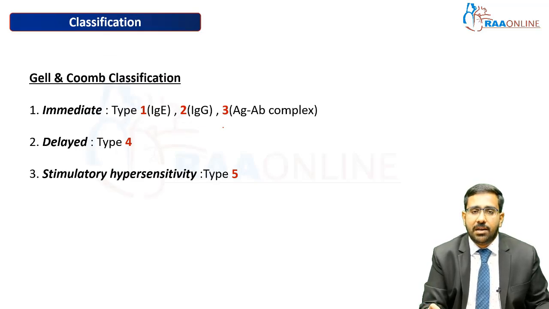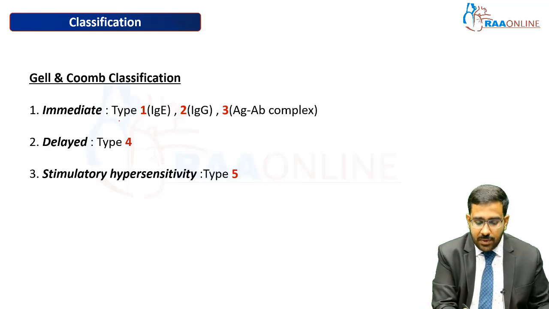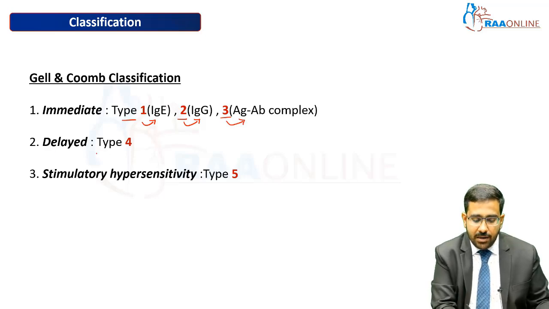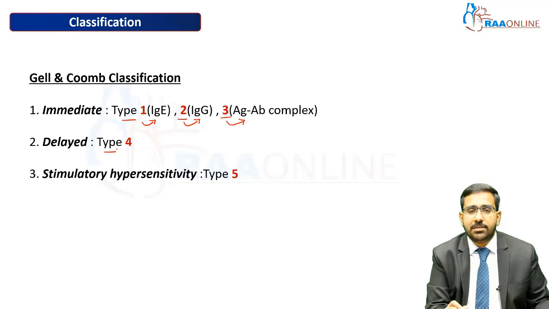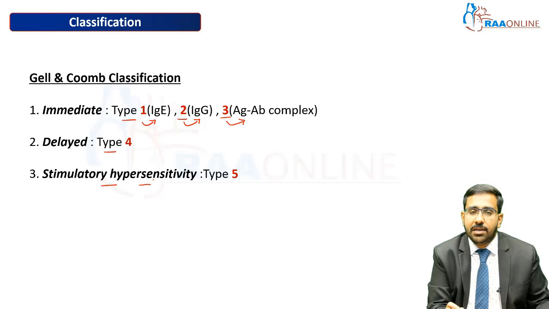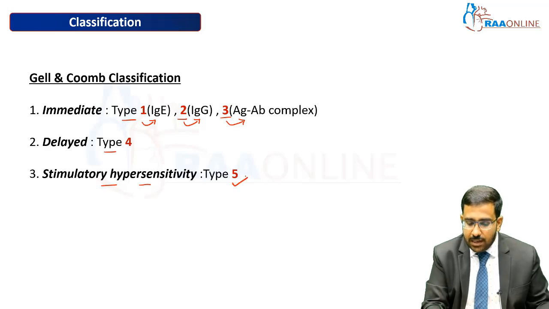Depending upon the type, there are 5 types of hypersensitivity. The immediate is going to be type 1, which is IgE mediated. Type 2 is going to be IgG mediated, and type 3 is going to be antigen antibody complex mediated hypersensitivity, and delayed is going to be type 4. And there is a type 5 hypersensitivity, which is called stimulatory hypersensitivity. Here there is stimulation of certain receptors, and there is production of certain enzymes or proteins resulting from the hyperstimulation, and there is an injurious consequence, which is the type 5 hypersensitivity.